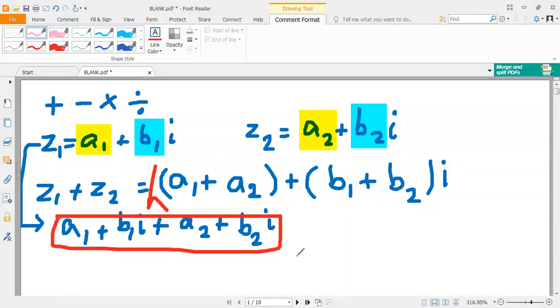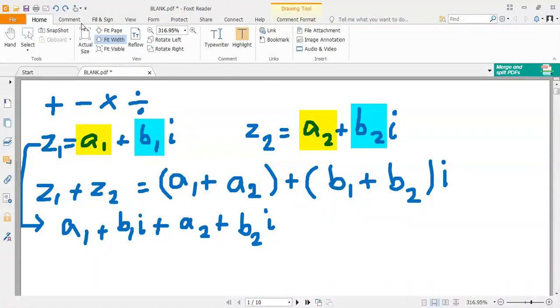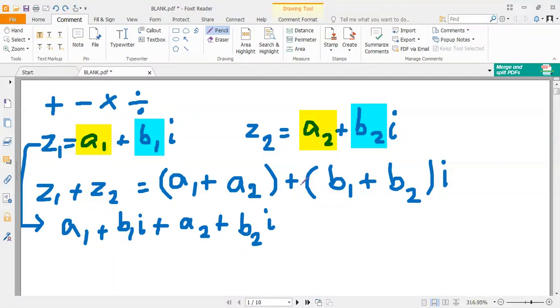After Z1 plus Z2, you can write this expression, and then you put another equal sign, and then you can write this expression. So essentially you will take A1 and A2 completely differently. In one bracket, you will separate them out, and you will take i common from b1 plus b2, and then you'll put the i outside. That is essentially what you can do, but that'll lead to the same result. So that is how you do addition.